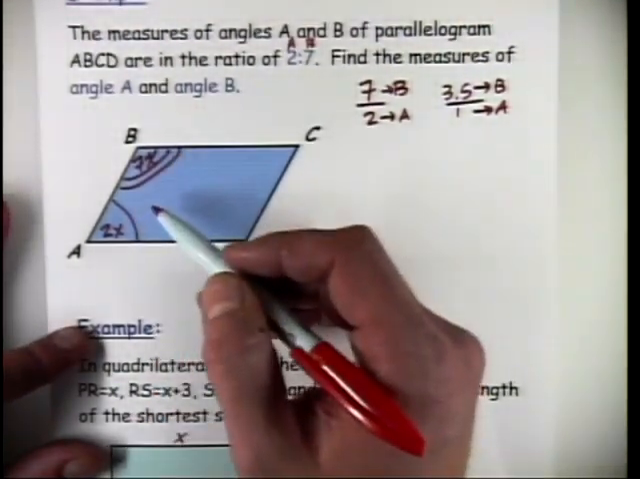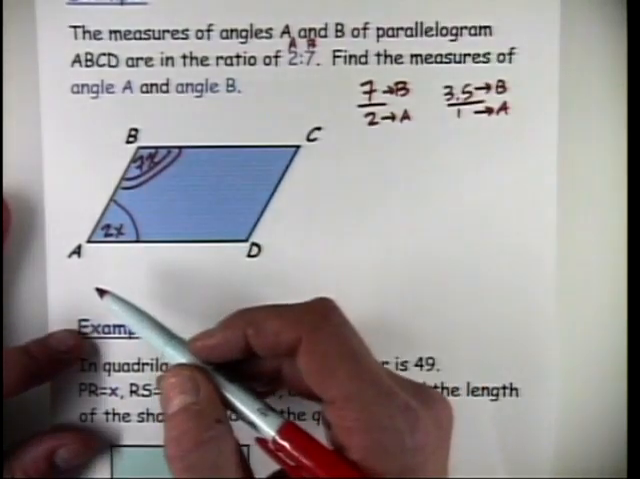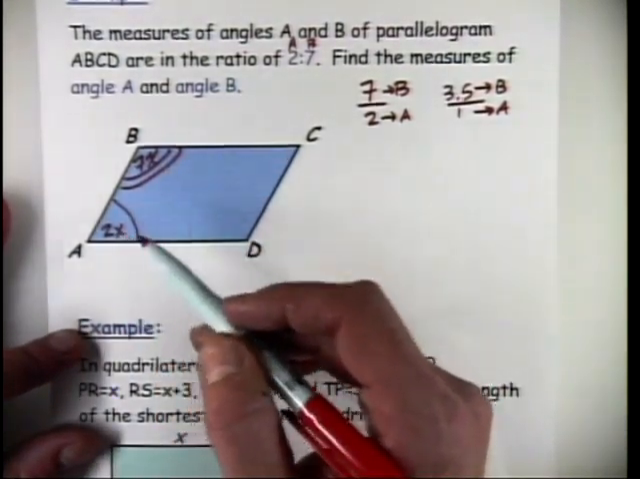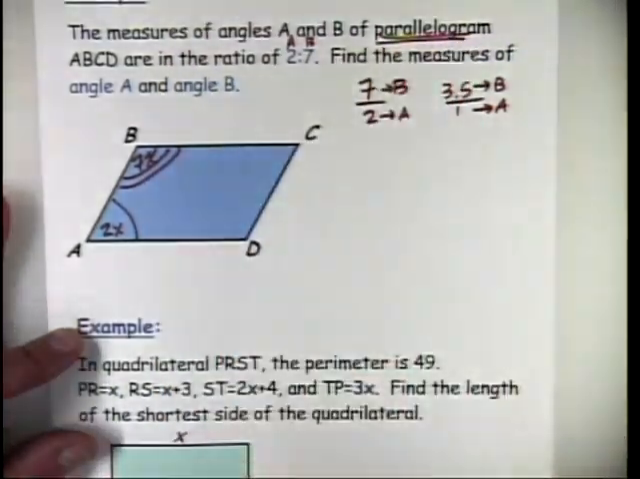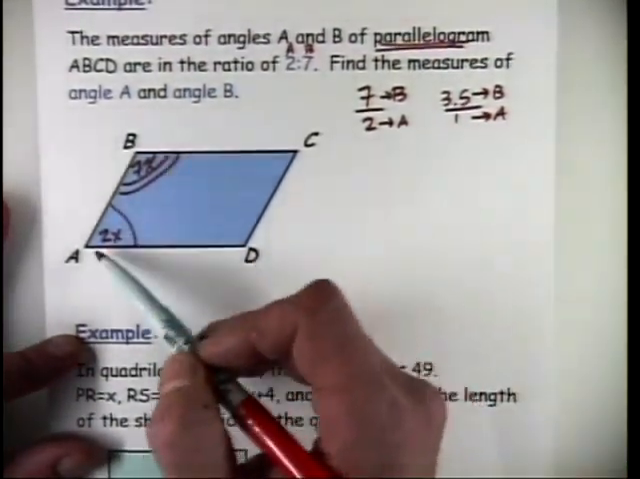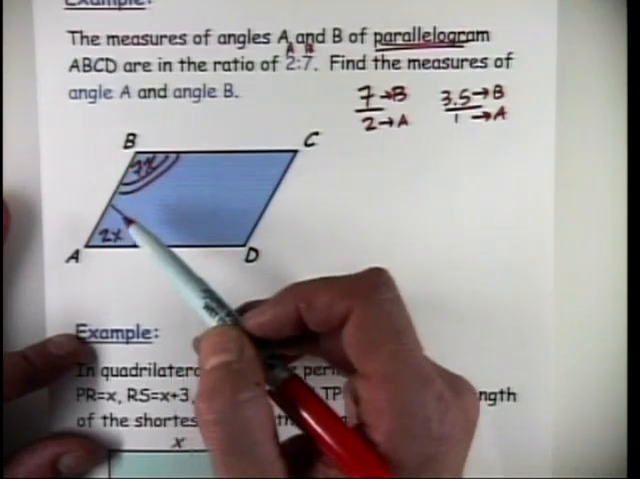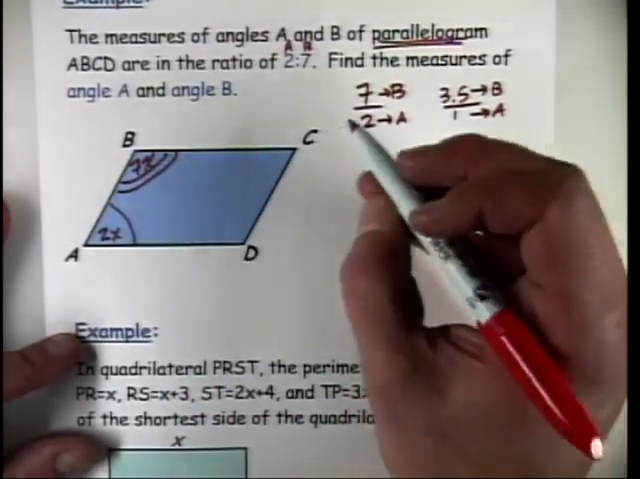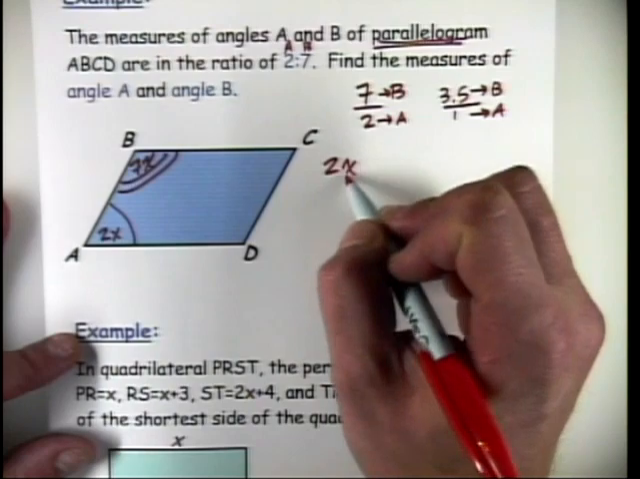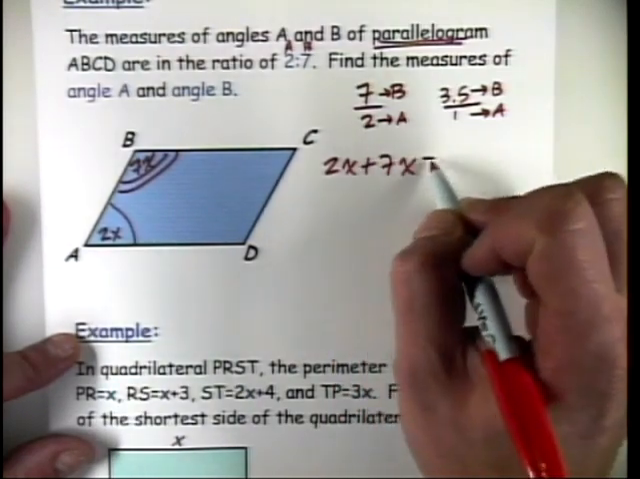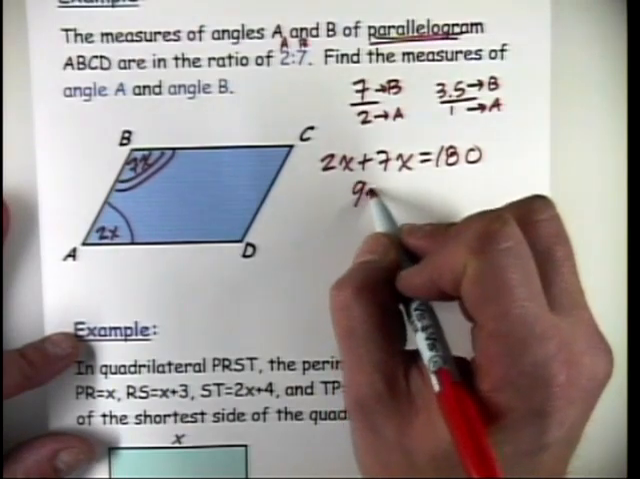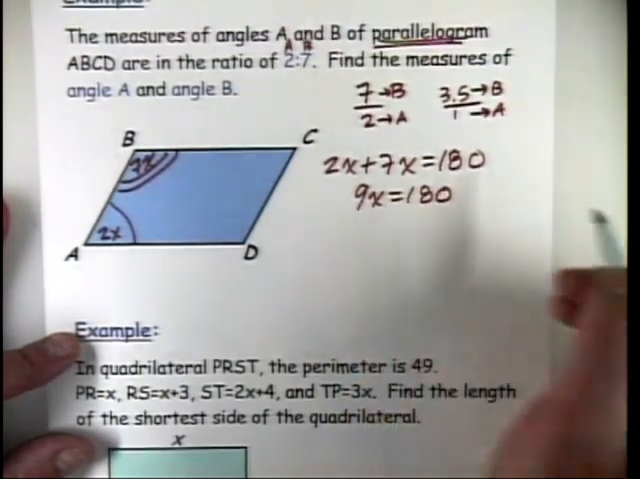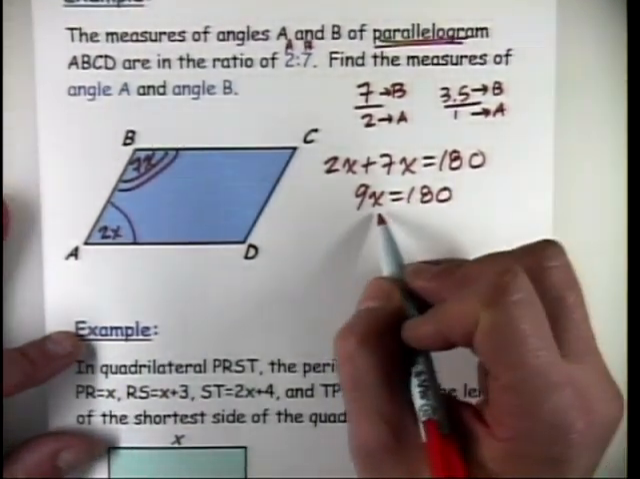Now, I have them labeled in relation to each other. How can I use these algebraic expressions now to find their actual measures? Well, it is a parallelogram. We were told that. So we know that if we add these two consecutive angles, they have to equal 180. So let's do that. 2x plus 7x equals 180. And 2x plus 7x gives us 9x's. How lucky can one guy be? 9x's.